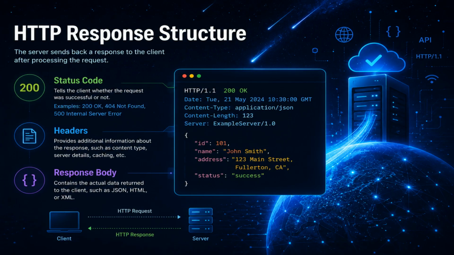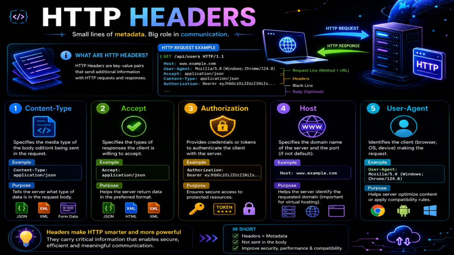The HTTP response tells you the outcome. It starts with a status code, like 200 OK for success, followed by headers and the body containing the data you requested. This structure confirms how the server handled your request. HTTP headers act as metadata, providing critical information for communication. Whether it's specifying the data format with content type, or handling security with authorization tokens, headers ensure that requests and responses are processed accurately and efficiently.